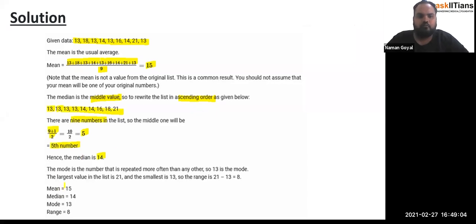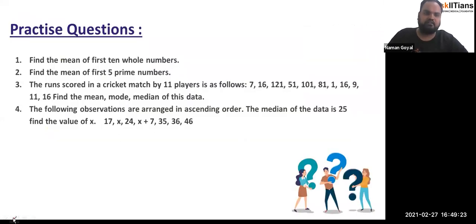And for the mode, 13 comes 3 times, right? So 13 is the mode, the median is 14, and the mean is 15. And the range is 8. Range is what? Maximum is 21, minimum is 13, and the answer is 8. Are you getting my point? Very nice.